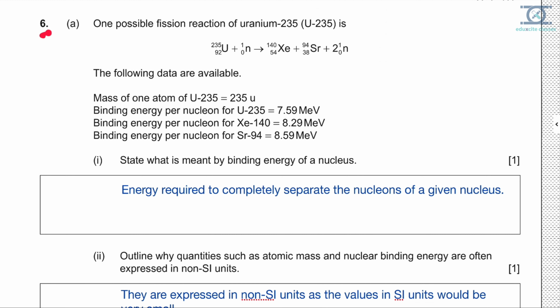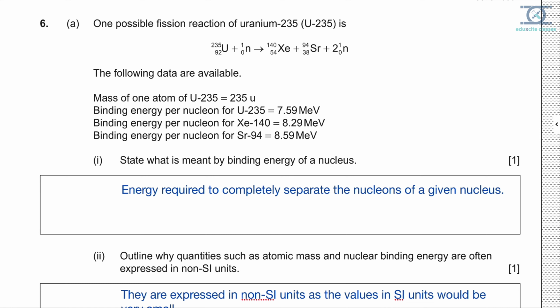Okay, so question number 6: a possible fission reaction of uranium is given to us. These are the data available to us: the binding energy of uranium, xenon and strontium, in mega electron volt, and the mass of one atom is given in atomic mass units, 235. State what is meant by the binding energy of a nucleus. That is the energy required to completely separate the nucleons of a given nucleus.